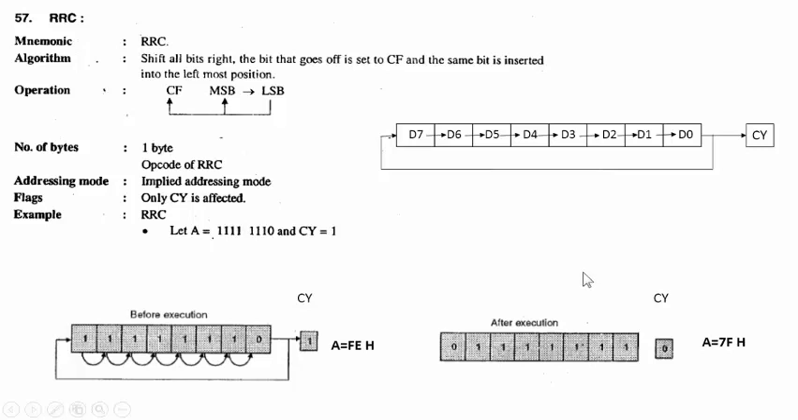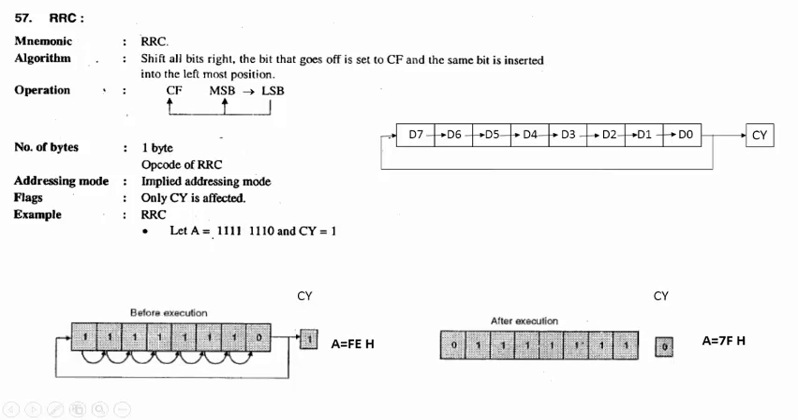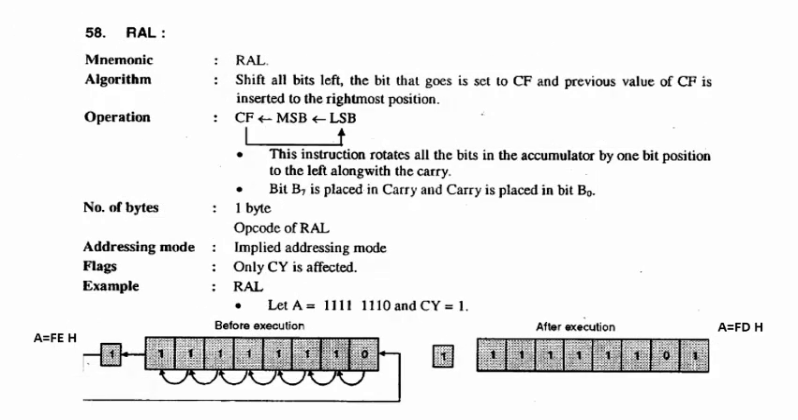How 7F? This 0 goes to the carry flag bit, also this 0 goes to the D7 location, and all the other bits get shifted to the right, that is from most significant bit toward least significant bit, 7 to 6, 6 to 5th, 5th to 4th, 4th to 3rd, this way. So after the execution of this RRC, in the accumulator you will get 7F and the carry flag bit with logic 0.